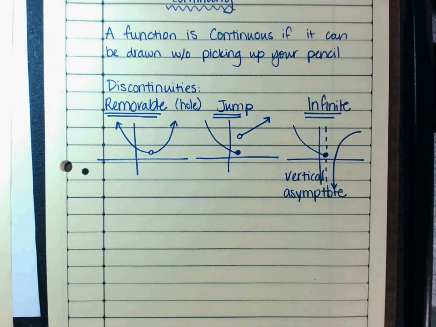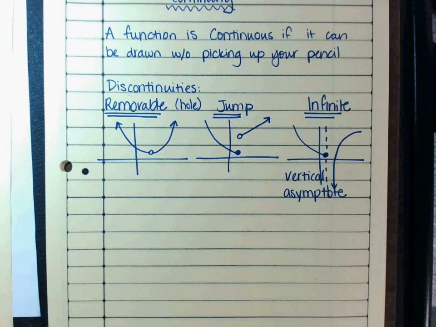Horizontal asymptotes, where x wouldn't be going to a certain number, would be kind of like the end of the graph. So those would not affect if it's continuous or not. Mainly just vertical. Okay?